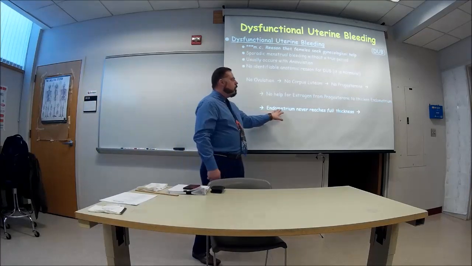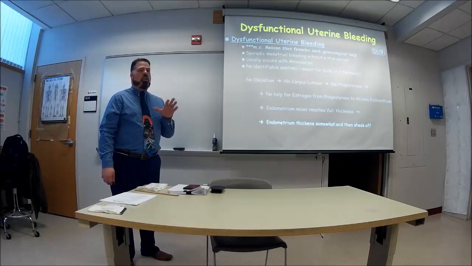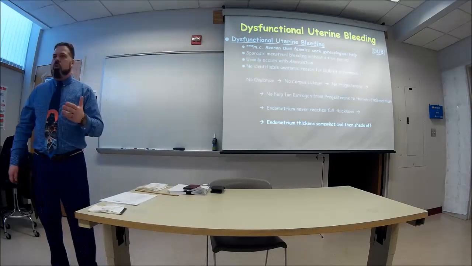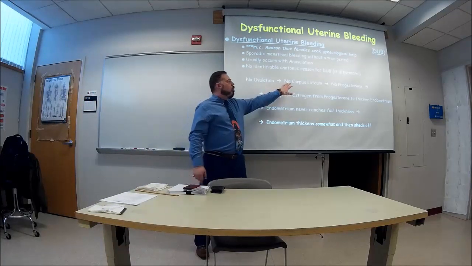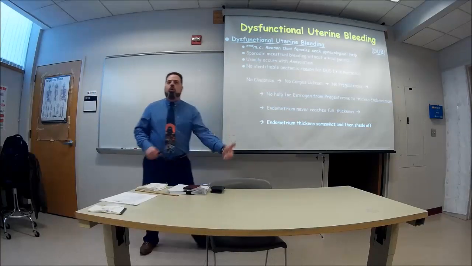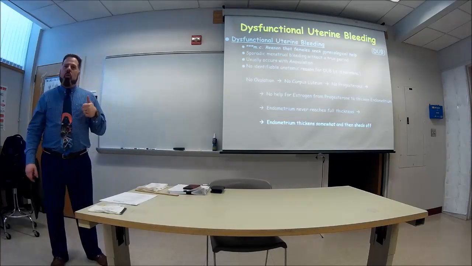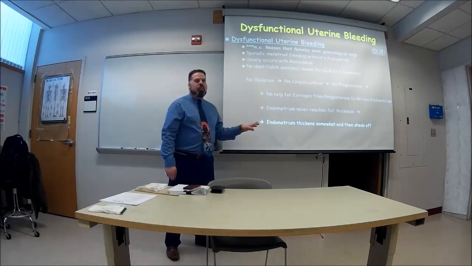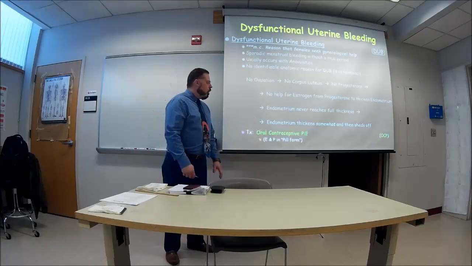So the endometrium never reaches full thickness, stays very thin. The endometrium thickens somewhat, and then it sheds off. So it's just a very fragile lining that just comes off. We want it nice and thick. And when you see the menstrual cycle, if this doesn't make sense to you about a corpus luteum, progesterone, estrogen, you need to go back. Stop this video now. You need to go back and understand what a normal menstrual cycle is with all the different hormones that affect that. Once you have a good handle on that, now this stuff will make more sense to you. But if it makes sense to you, super, go forward, okay? So that's what goes on over here.